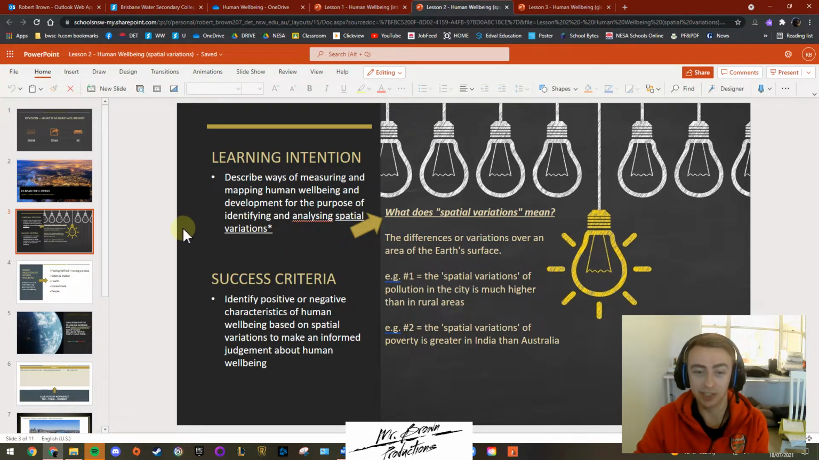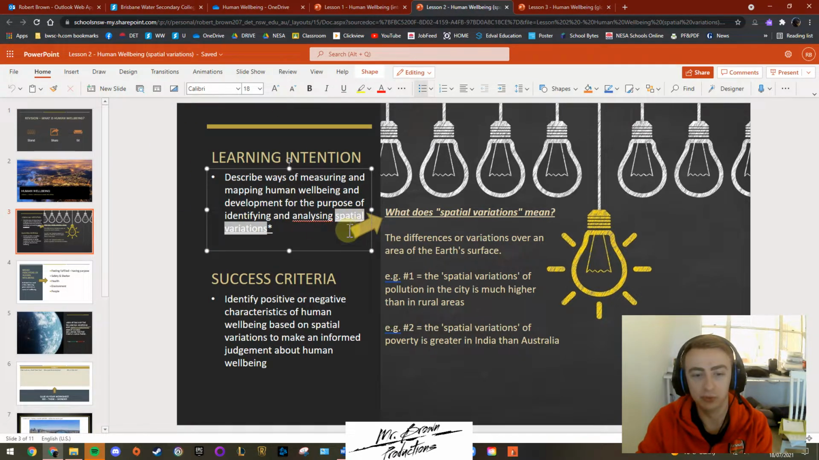If I could summarise it, we're going to be looking at different ways that we measure human well-being, so how happy or sad someone might be feeling, how safe or secure they might be feeling in their own circumstances, as well as do they have the essential things they need to survive and whatnot. So we're going to measure well-being, but we're going to do it through something called spatial variations. So I want to break down what this word means.